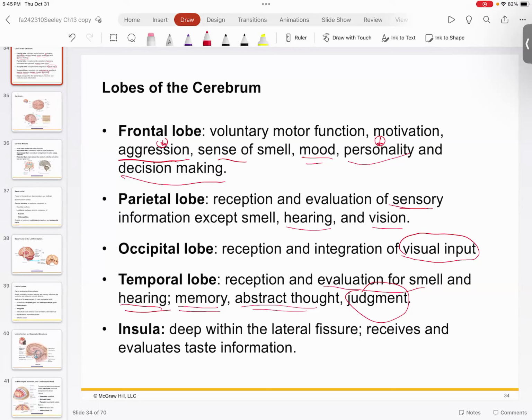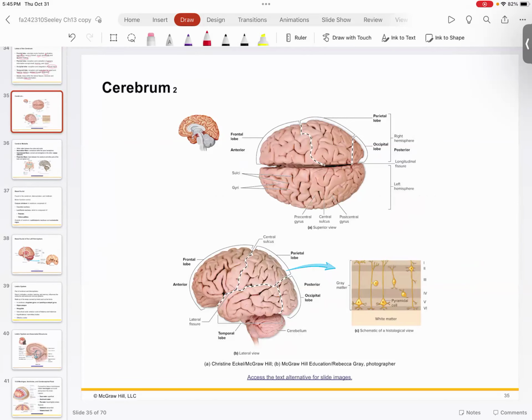The insula, that was free, by the way. The insula basically is deep in the lateral fissure, and oftentimes this will take in taste information. And so you can kind of see a lot of your senses are going through this particular area.